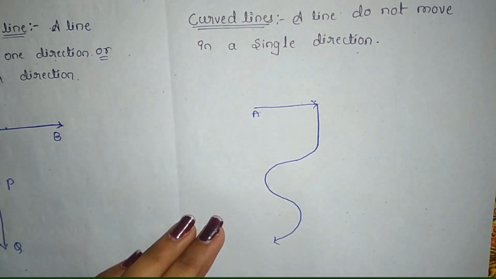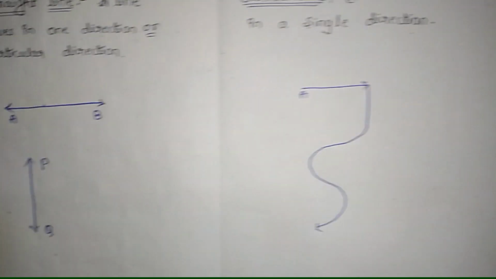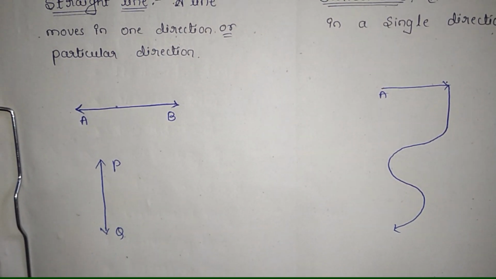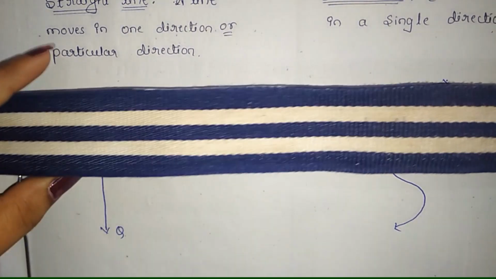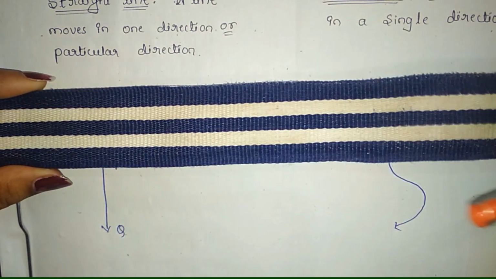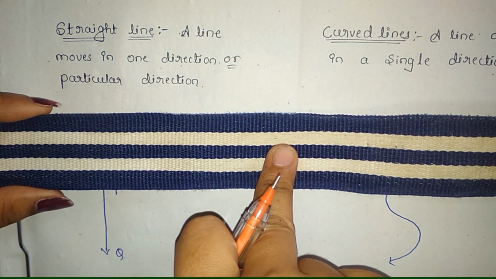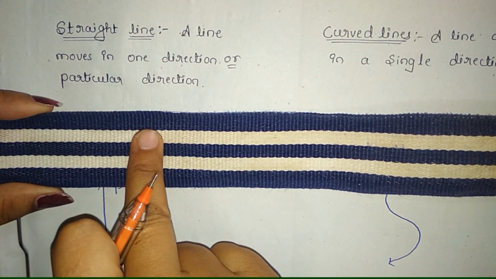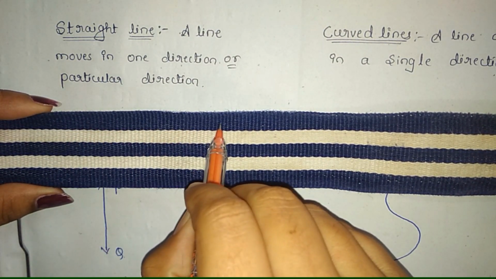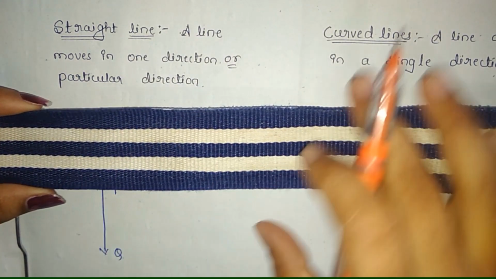You can take some examples, and you can understand easily. I am going to take a belt. You can see the belt. It is an example for which line? Can you say? Is it an example for a straight line or a curved line? Yes, it is an example for a straight line, because the strips of this belt are moving straight. So this is an example for a straight line.